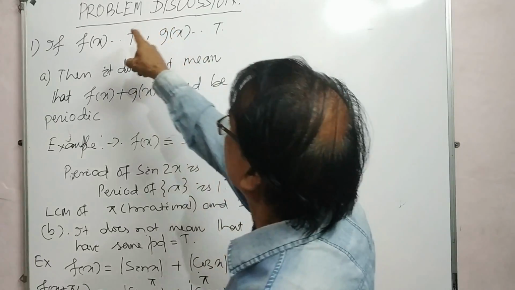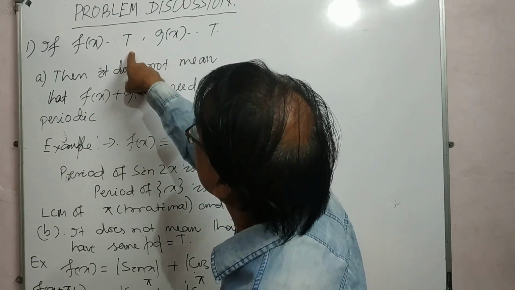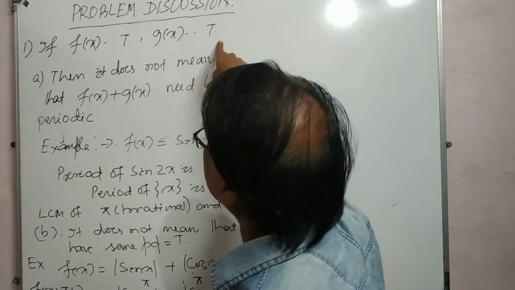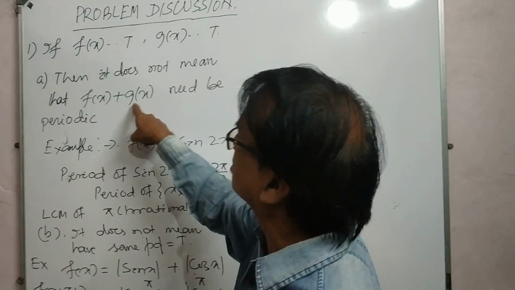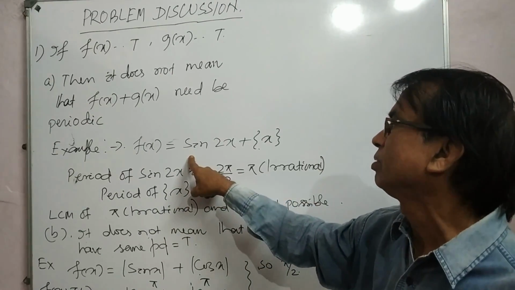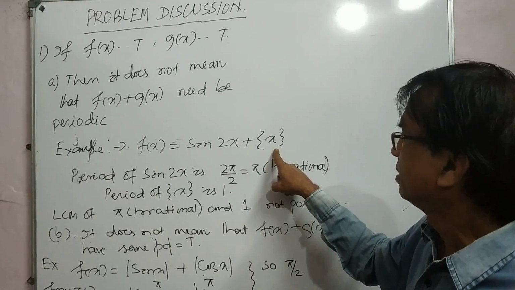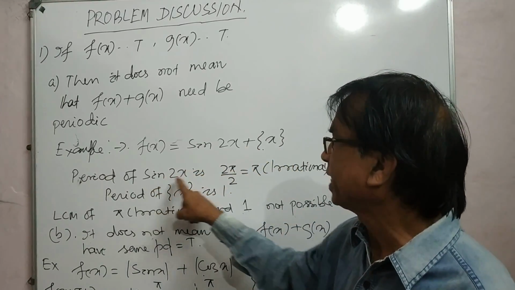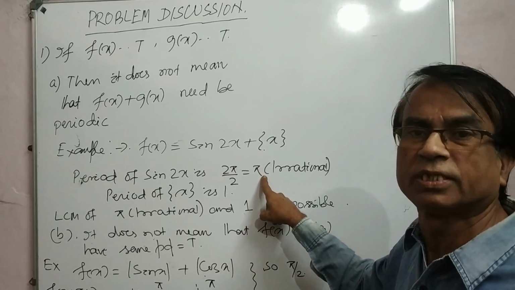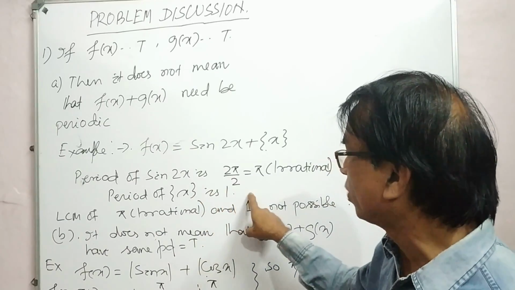Now, let us discuss a certain problem. If f of x is periodic with period T and g of x is periodic with period T, it doesn't mean that f of x plus g of x need be periodic. Take for example, f of x is equal to sin 2x plus the fractional part of x. Then the period of sin 2x is 2 pi by 2, that is pi, which is irrational, and the period of the fractional part of x is 1.